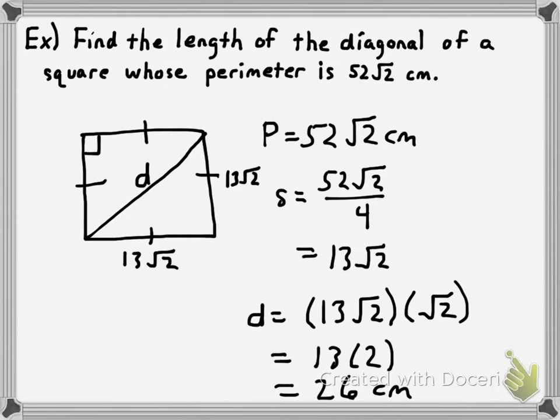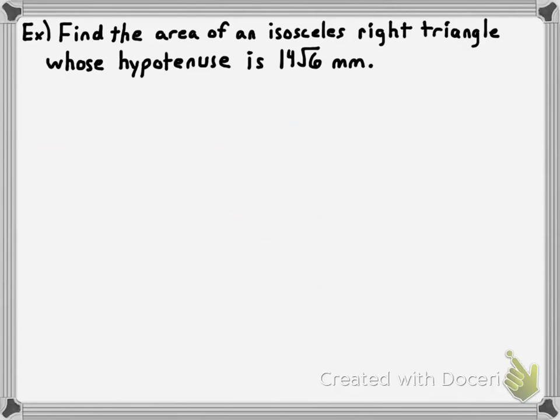Alright, one more problem for you. This time, I want you to find the area of an isosceles right triangle whose hypotenuse is 14 square root of 6 millimeters. Well, let's draw an isosceles right triangle. There's that, and we know the length of the hypotenuse is 14 square root of 6 millimeters.